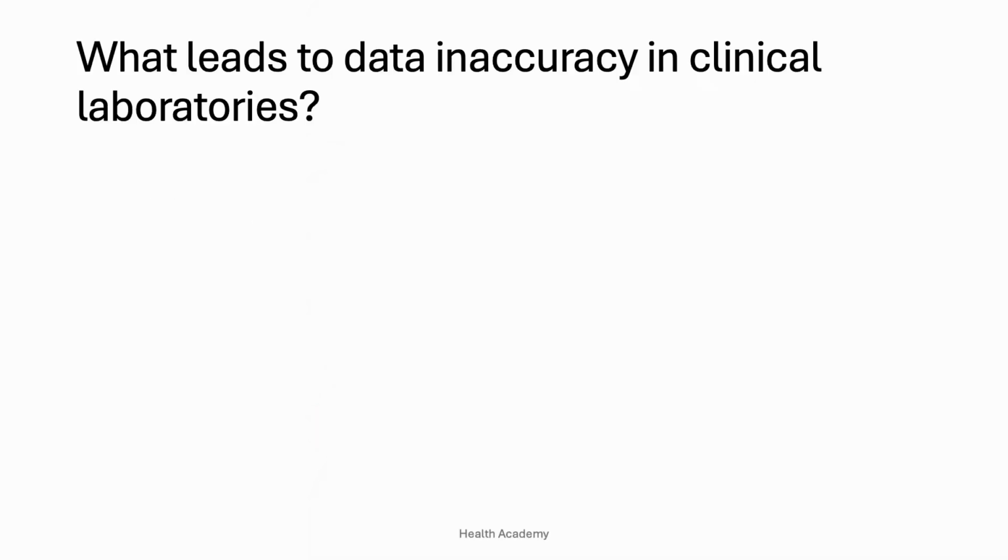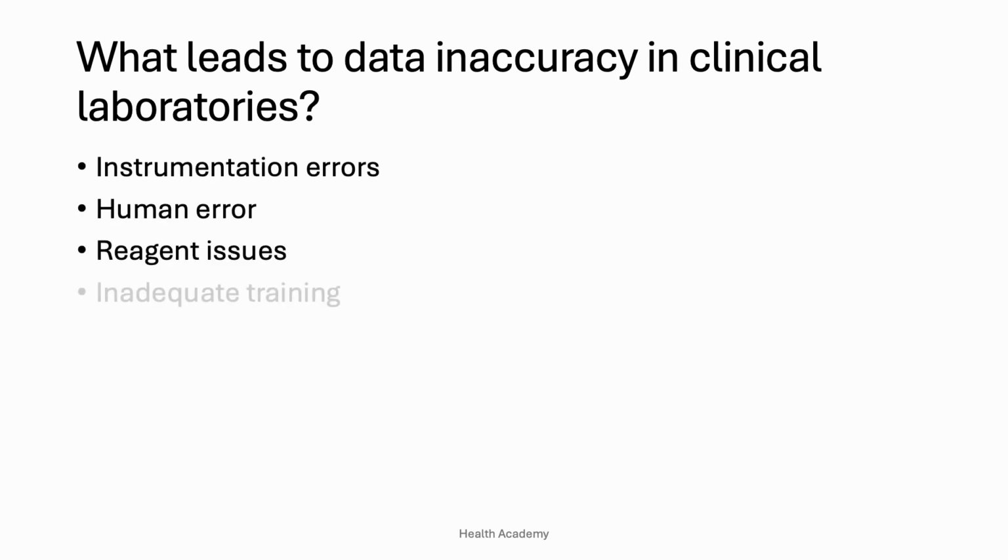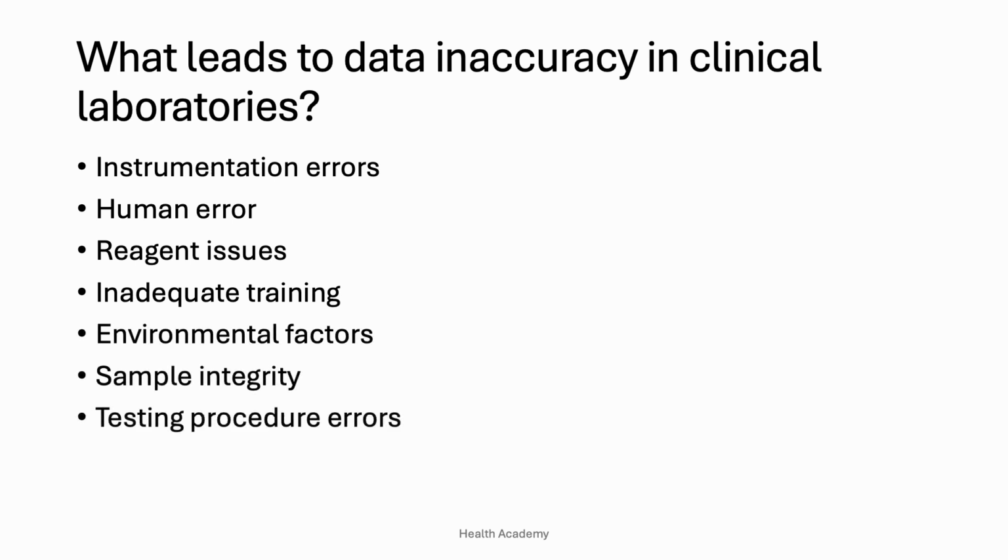What leads to data inaccuracy in clinical laboratories? Various factors contribute to data inaccuracy in clinical laboratories, including instrumentation errors, human error, reagent issues, inadequate training, environmental factors, sample integrity, testing procedure errors, and quality control failures. In clinical laboratory practices, following quality control standards for biochemical studies is essential to maintain accurate and reliable results. It's crucial to integrate these guidelines into daily procedures to ensure excellence in lab operations.